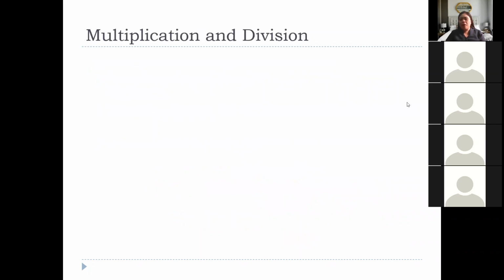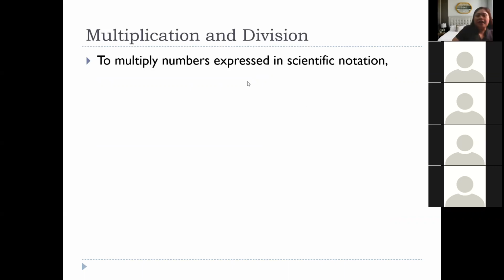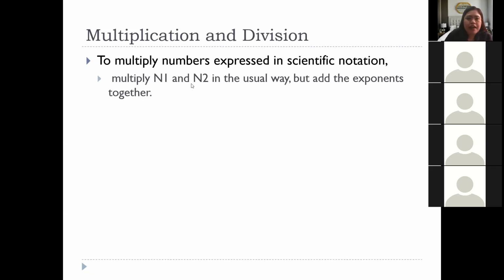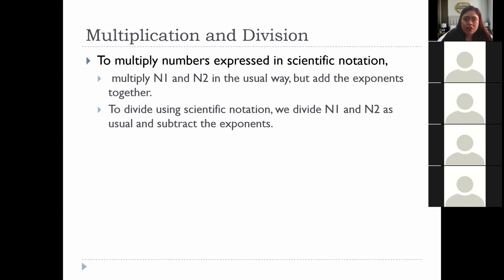Let's move on to multiplication and division. For multiplication and division, we multiply N1 and N2 in the usual way, just like we add and subtract the capital letter N in addition and subtraction. For multiplication, add the exponents together. For division, it's the same thing: we divide N1 and N2 as usual, but the exponents are subtracted.